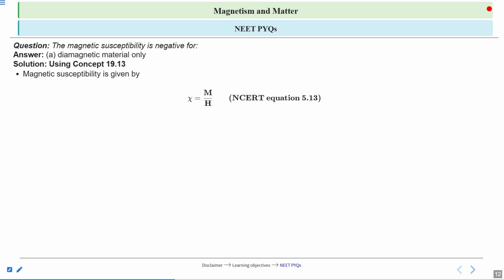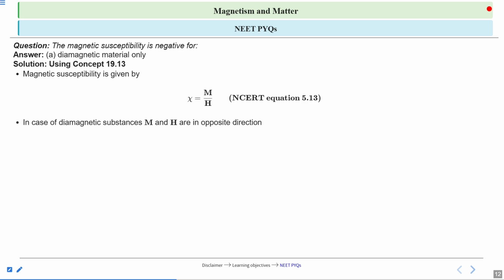If the magnetic moment of this tiny loop is in the same direction as the magnetic intensity, the electron will slow down. If it is in the opposite direction, it will speed up, due to which magnetization arises. It is somewhat on the quantum level. We don't discuss it in detail because it is beyond your syllabus. So magnetization of diamagnetic material is in the opposite direction of the magnetic intensity.